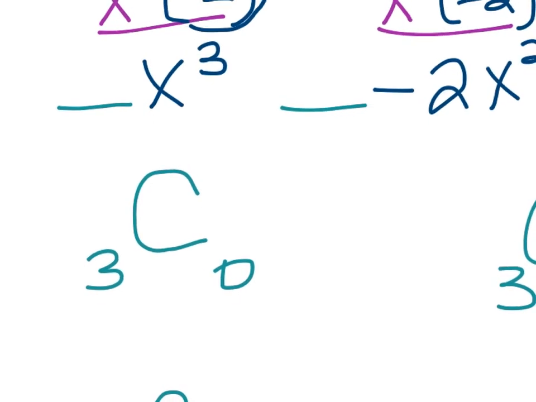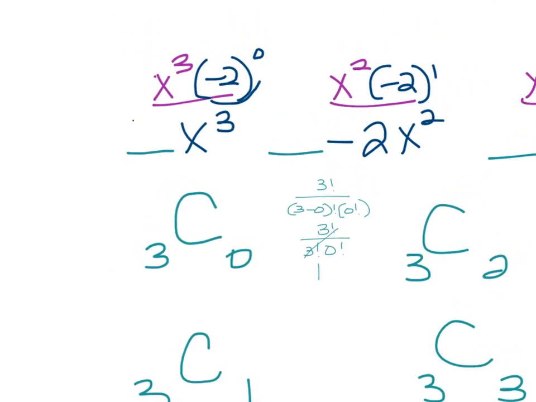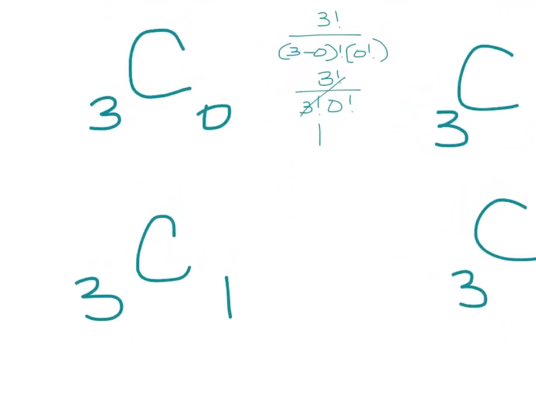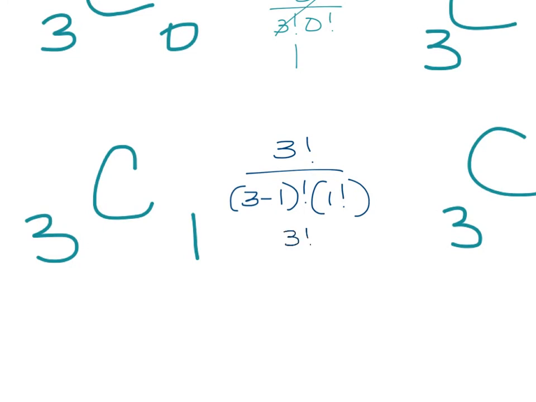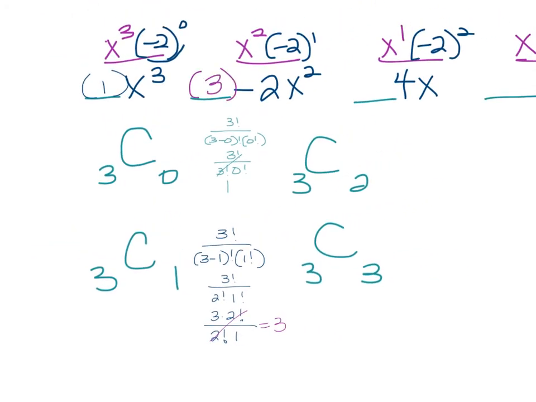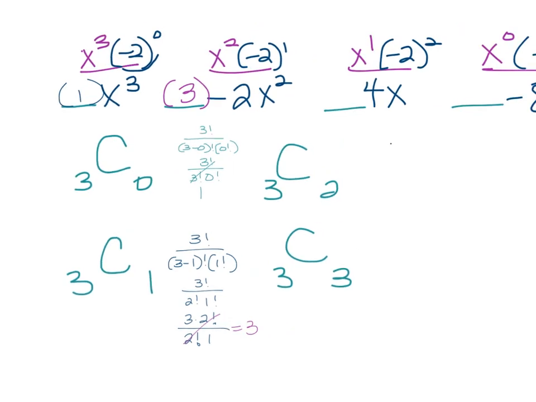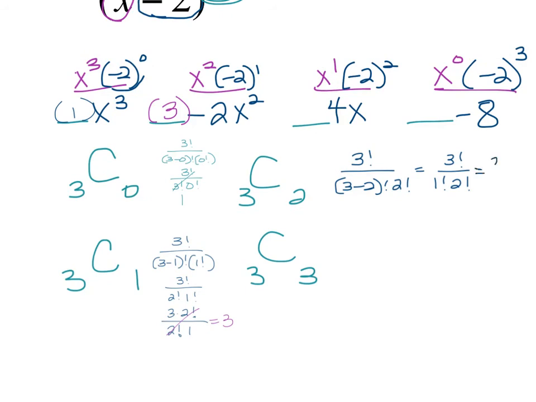So now I got to do my little formula for each one, right? This would be 3 factorial over 3 minus 0 factorial times 0 factorial. Christian, what did we say this was going to be? 1. Well, this is 1. So that goes here. Then I go to C(3,1). This is 3 minus 1, 1. 3 factorial, 2 factorial, 1 factorial, 3 times 2 factorial. And those cancel. And I have just 3. And then I go to the next one. 3 factorial over 3 minus 2 factorial times 2 factorial. 3, 2, 1, 2 factorial. This is 3.